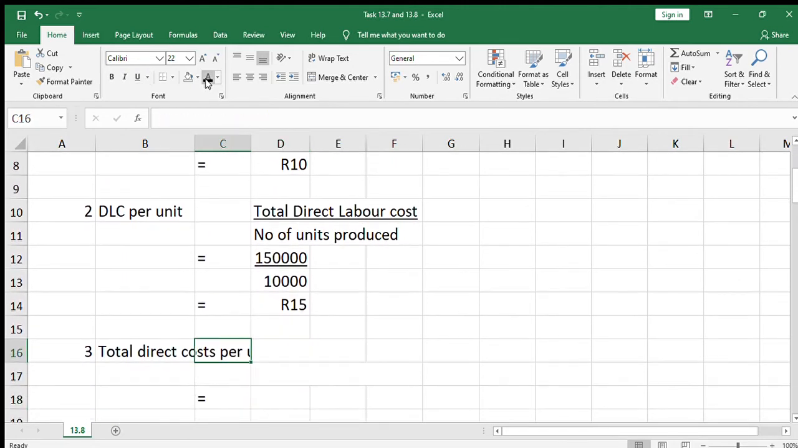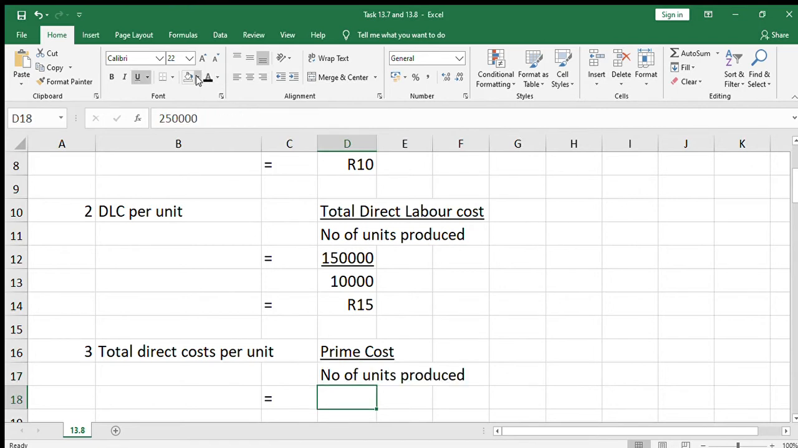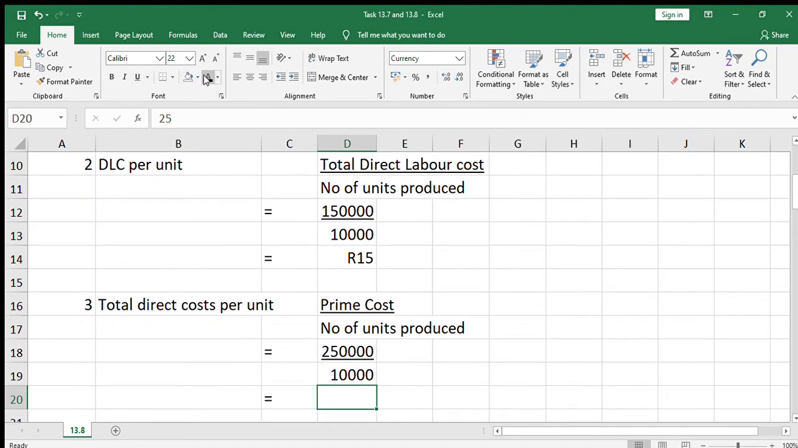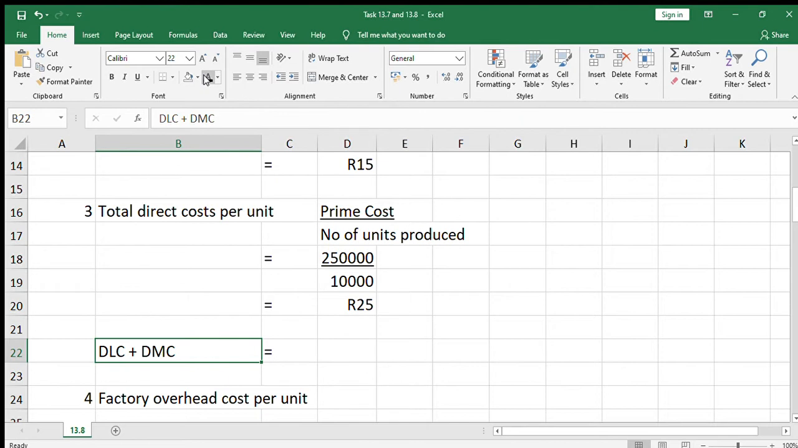The next thing we have is total direct costs per unit. We can take the prime cost, because we know that prime cost is equal to direct material cost and direct labor cost, and divide that by the number of units produced. Prime cost on the production cost statement is 250,000 Rand. Divide by the 10,000 units to get an answer of 25 Rand per unit. Alternatively, you could have taken your answers from number 1 and number 2, the direct material cost and direct labor cost per unit, 10 Rand and 15 Rand, and just added them up to get an answer of 25 Rand per unit.